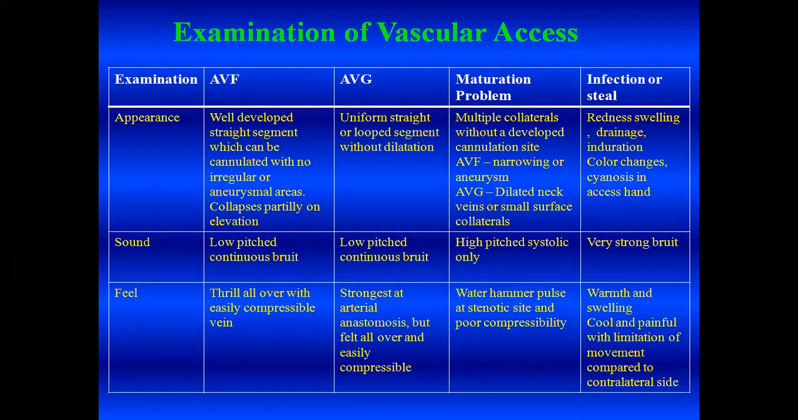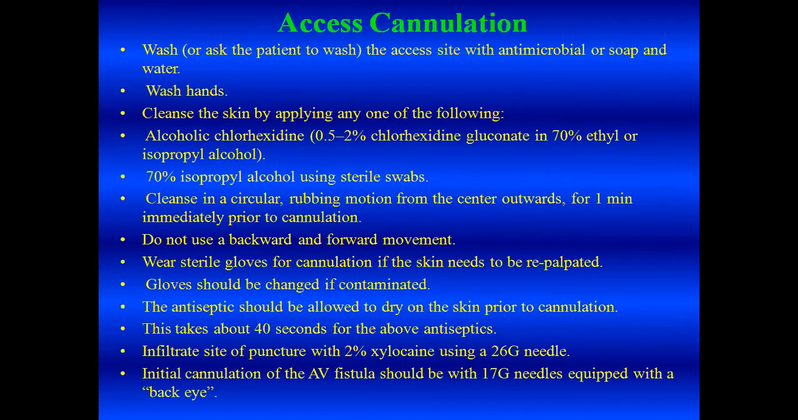The bruit should be low pitched and continuous. It shouldn't be high pitched. And the thrill should be all over with an easily compressible vein. In a graft, the thrill is strongest at the arterial, but is felt all over. If you have a water hammer pulse, that's a stenotic segment, poor compressibility, warmth and swelling, cool and painful limbs, that's steal. After we have examined the AV fistula, what we can go on to is cannulation.